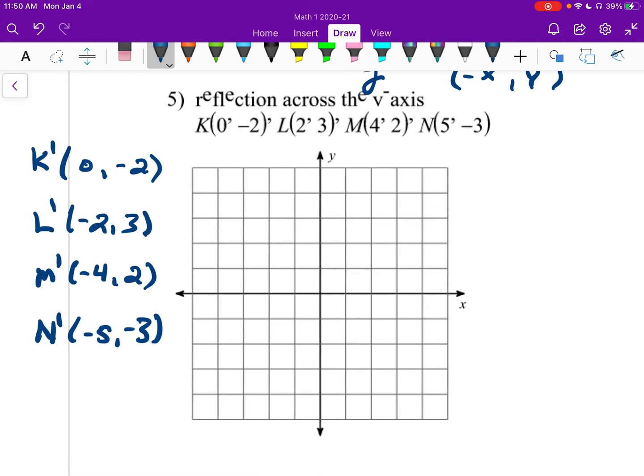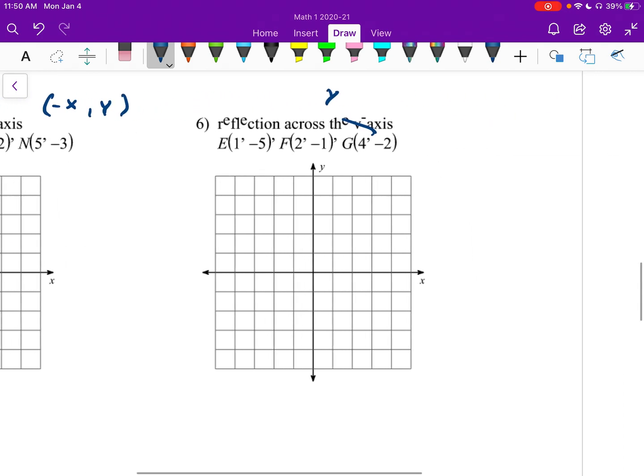Now that I have my new points, I just need to plot them. So 0, negative 2 will be right here. That's K prime. L prime will be at right there. M prime will be right here. And N prime will be down here. I connect the dots. And there we are.